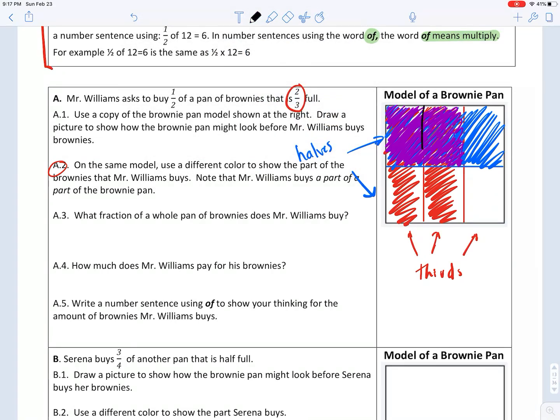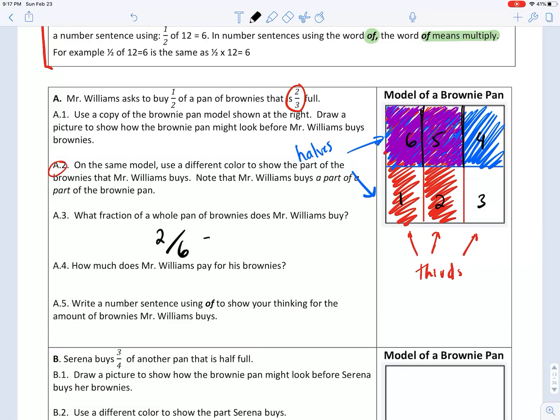Well, taking a look at how my brownie pan is split, what would you guys say? Let me make some lines here to make this a little bit clearer. There we go. So what fraction of a whole pan? Well, how many total pieces are there in the entire pan? Here's 1, 2, 3, 4, 5, and 6. So the denominator is going to be 6. And then how many purple pieces? Well, there's 2 of them. So it looks like Mr. Williams buys 2/6 of the brownie pan.